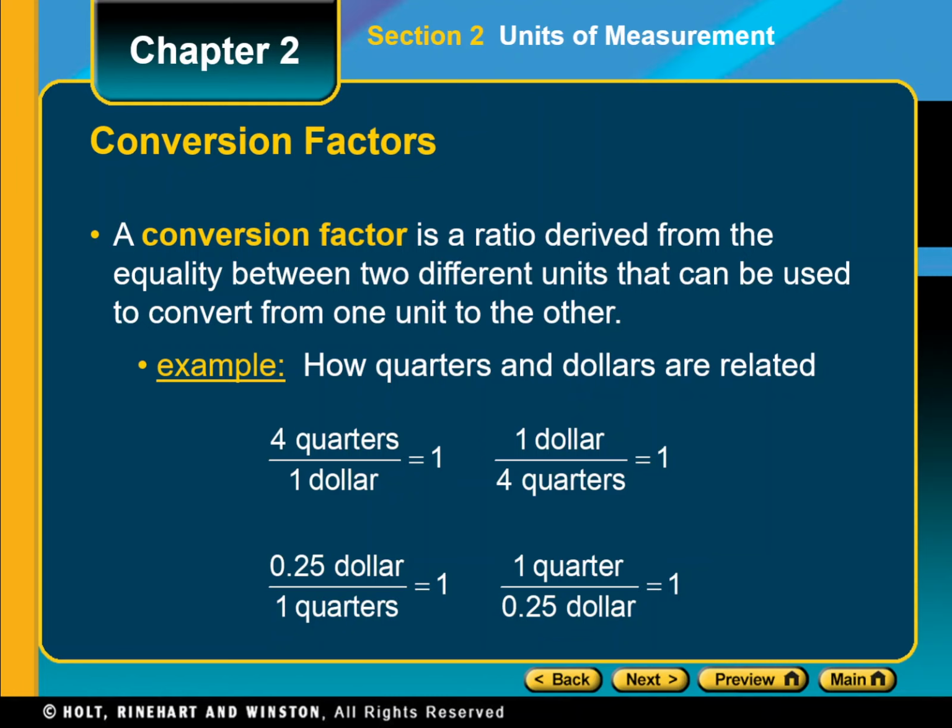Notice that each conversion factor, or ratio, equals 1. That is because the two quantities in any conversion factor are equivalent to each other. This is important because any number that is multiplied by 1 remains the same. Therefore, a measurement can be multiplied by a conversion factor equal to 1 and result in an equivalent measurement.